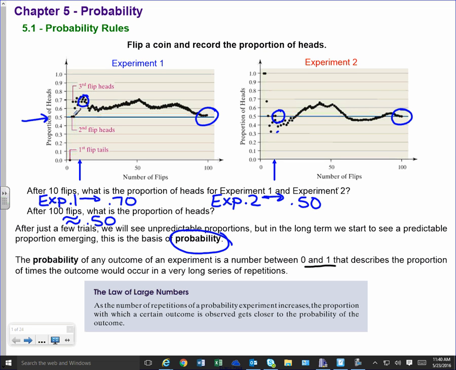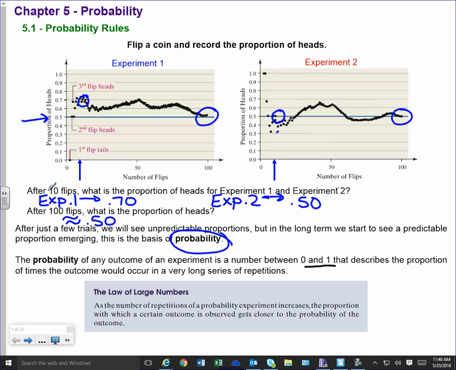The second flip we got heads, so now we flipped 2 times, so our denominator would be 2, and one of those has been heads, so we would have 1 over 2, which would give us 0.5. So that's where all these points are coming from. So we've got experiment 1 where we did that, experiment 2 where we did that. Both of these we did 100 times, okay, 100 flips.